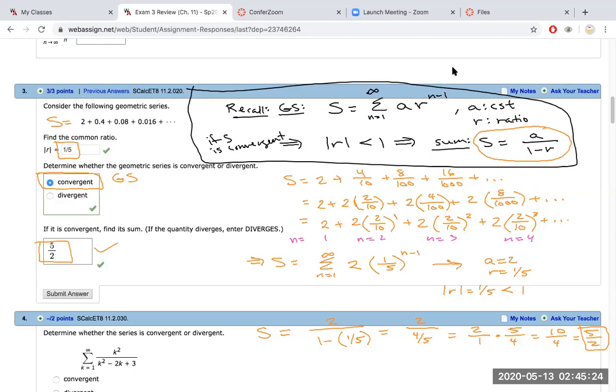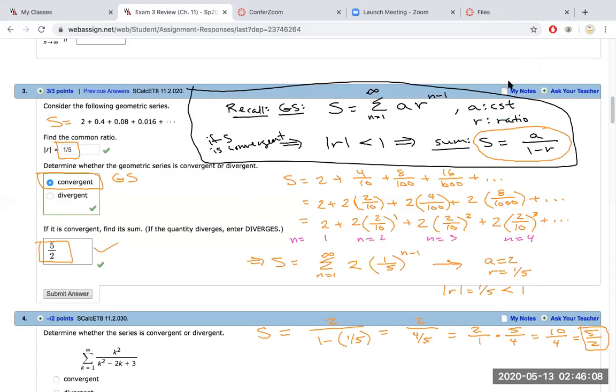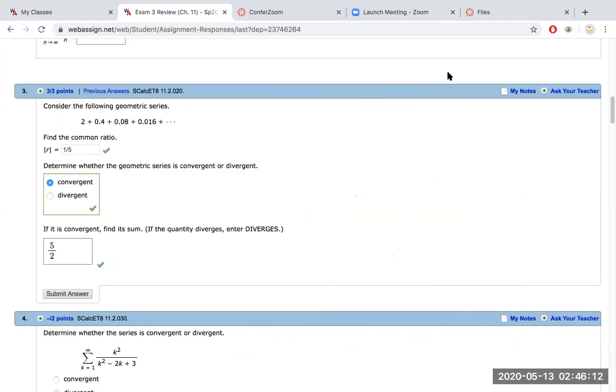So that completes number 3. Take a picture if you think you'll need it. Before we get too much further into 11.2, let me go ahead and just take a quick pause from recording. All right, so I'm going to go ahead and clear all this out, and then we're going to move to problem 4.